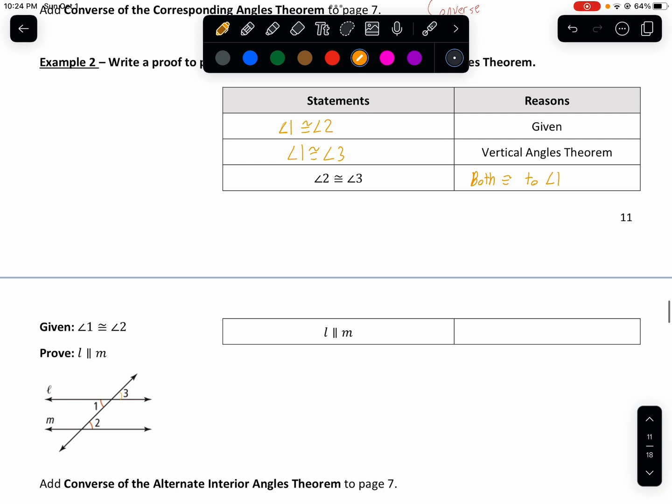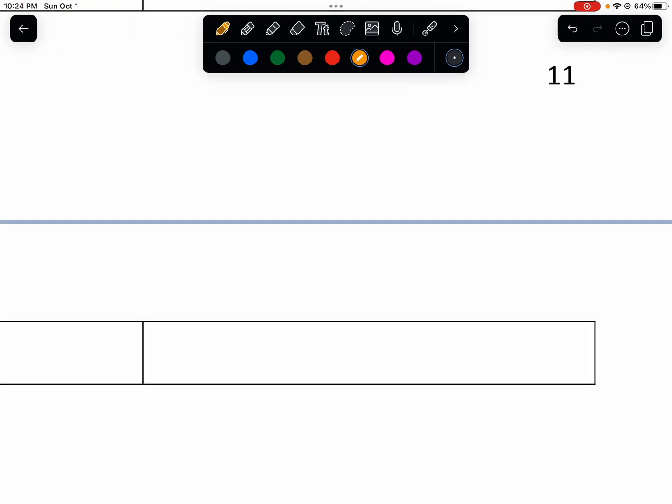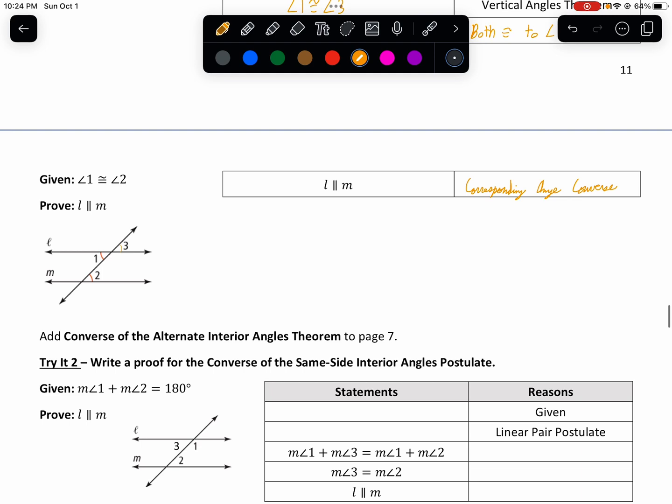So since angles 2 and 3 are congruent, we have corresponding angles that are congruent. What does that tell us about our parallel lines? They are parallel as well. Okay, and we'll say corresponding angle converse. Okay, awesome. That's our proof.